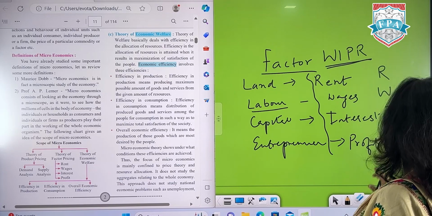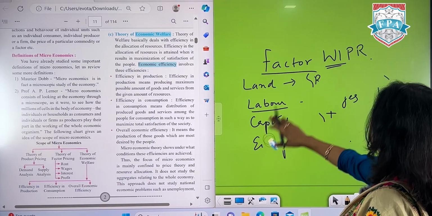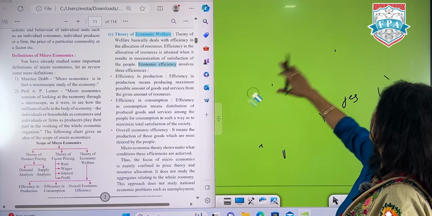Coming up to the third thing, that is theory of economic welfare.